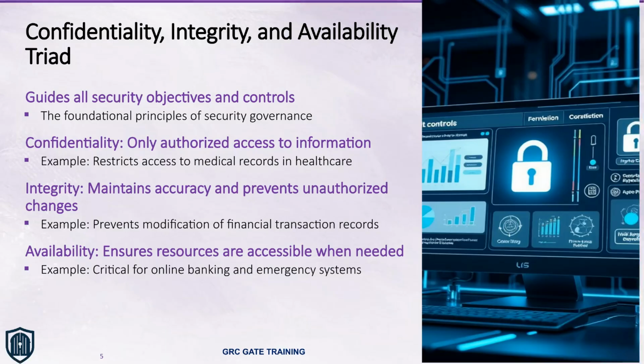In the financial sector, this might involve mechanisms that prevent unauthorized modifications to transaction records, thereby maintaining customer trust and regulatory compliance. Availability ensures that information and resources are accessible when required. This is especially critical for services such as online banking or emergency response systems, where downtime can have significant consequences for both the organization and its stakeholders.